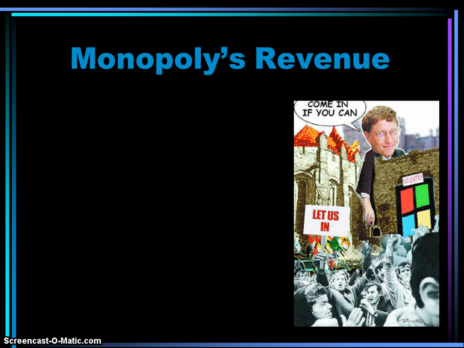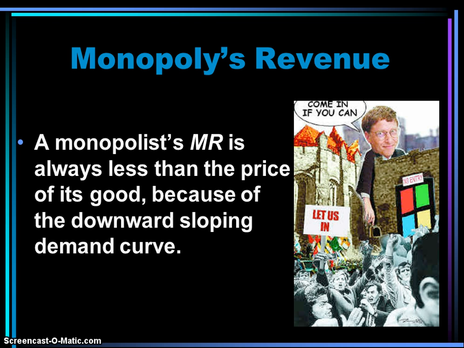Alright, monopoly's revenue. A monopolist's marginal revenue is always less than the price of its good because of the downward sloping demand curve. Again, this is going to be different than the situation for a perfectly competitive producer. If you think back to perfect competition, marginal revenue equaled demand, average revenue, and price, Mr. DARP, for the producer. But now, for a monopolistic producer, since their demand curve is downward sloping, marginal revenue is no longer going to be equal to demand, average revenue, and price.